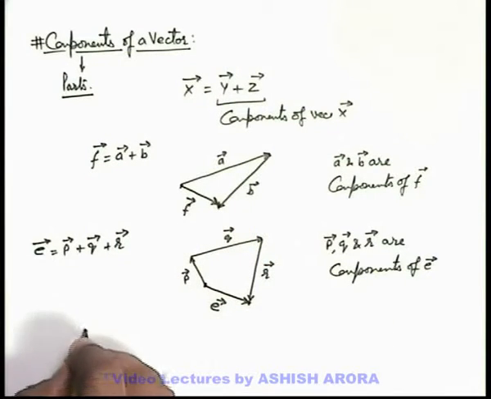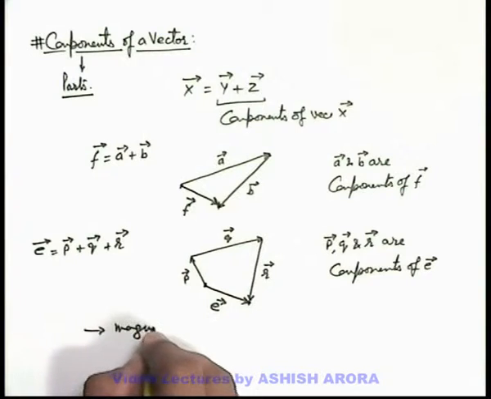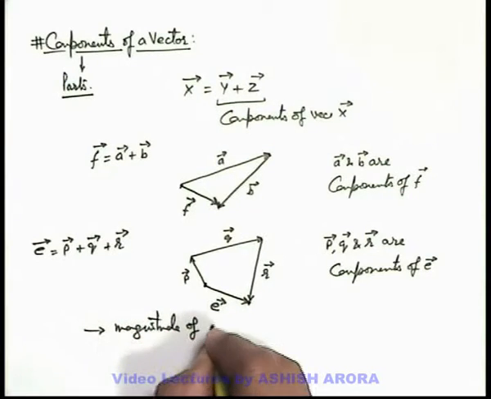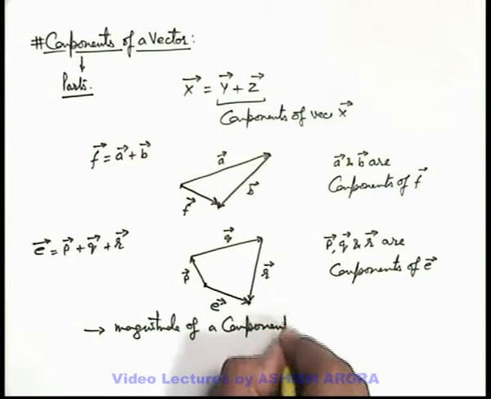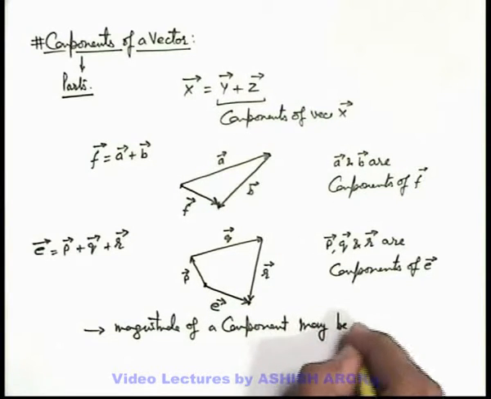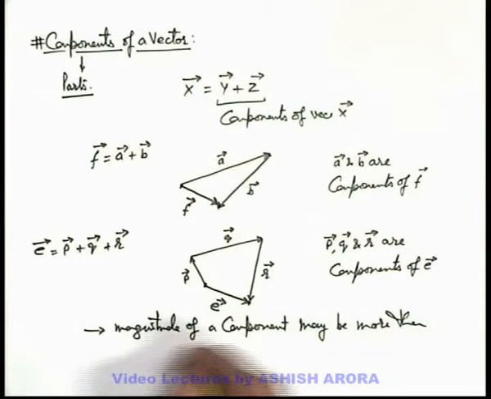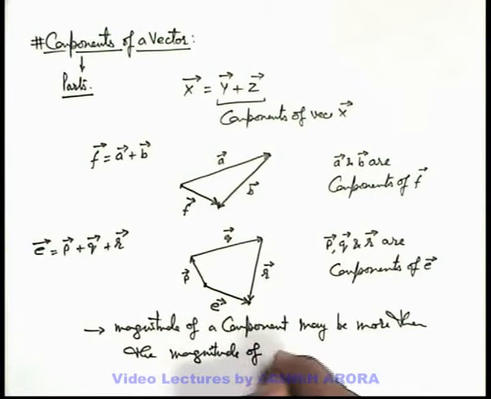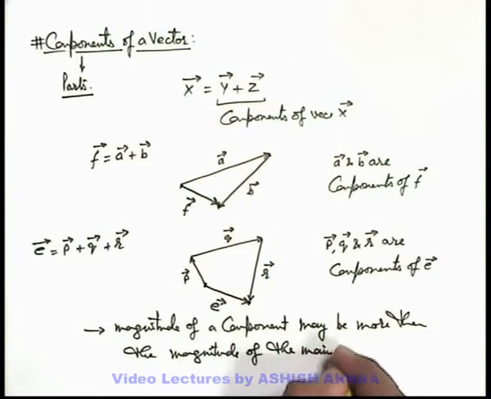So you can just write down the point that the magnitude of a component may be more than the magnitude of the main vector, of which these are the components. Which is not true in case of normal algebra. In case of vectors, we can simply say that the magnitude of a component may be more than the magnitude of the main vector.